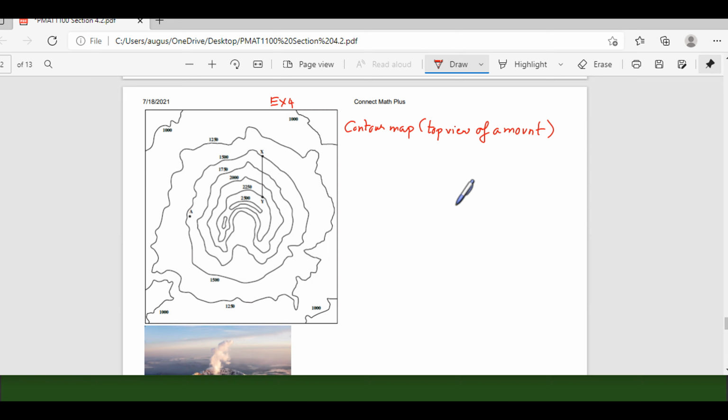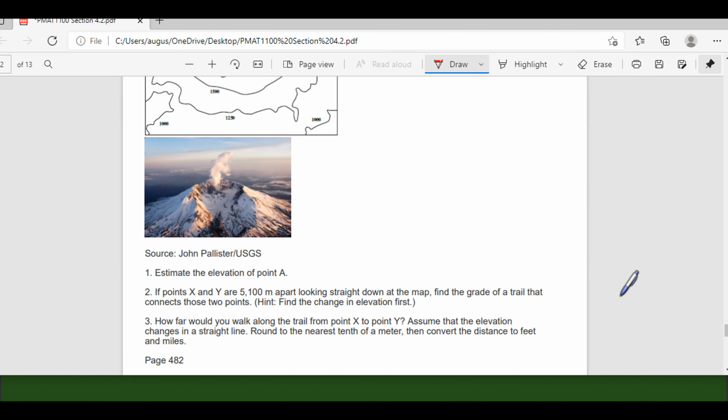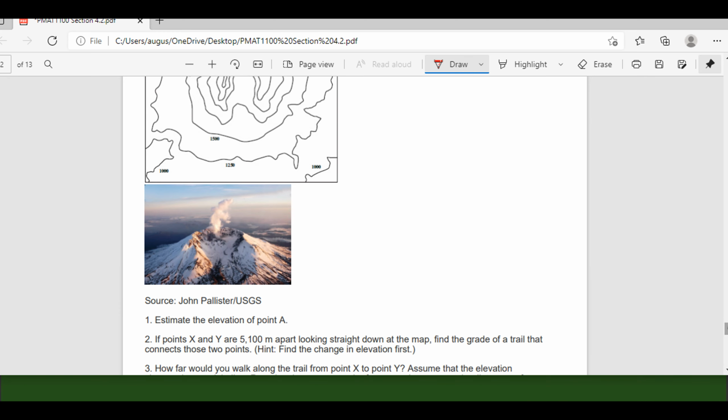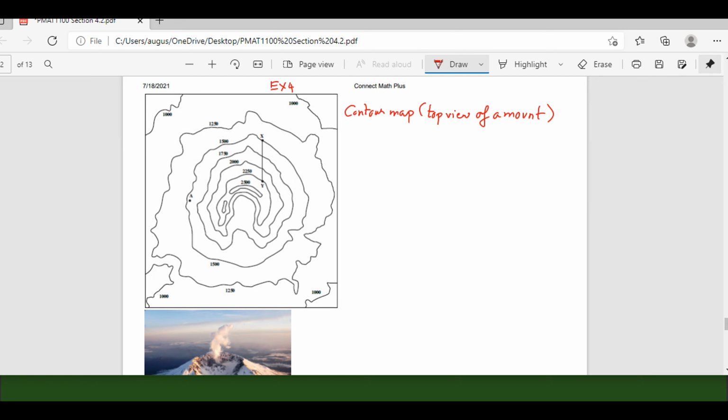So the question is, let me read the first question down here. They want you to estimate the elevation of point A. So where's point A? Point A is right here. We estimate how high point A is. So how are we going to do that?